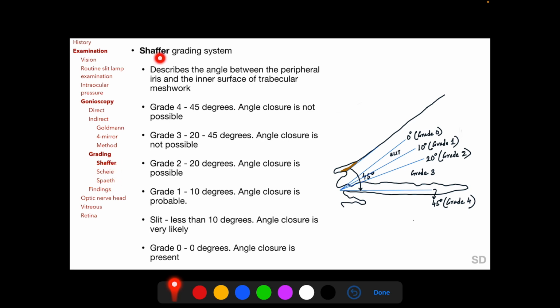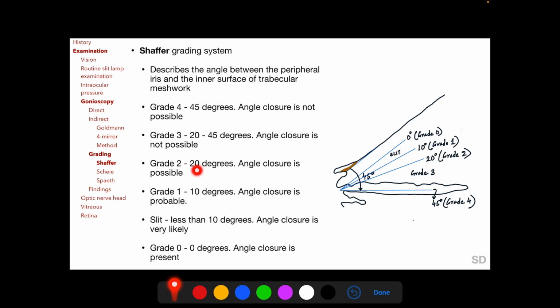In the Schaffer's grading system, the angle between the peripheral iris and the inner surface of the trabecular meshwork is used to grade the angle. When the angle between these two lines is 45 degrees as shown here in this diagram, the anterior chamber angle is graded as 4, and when the angle between these two lines is between 20 and 45 degrees, the anterior chamber angle is graded as 3. In grade 4 and grade 3 anterior chamber angles, angle closure is said to be not possible.